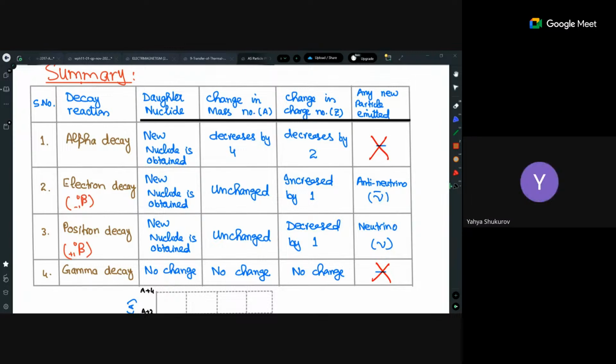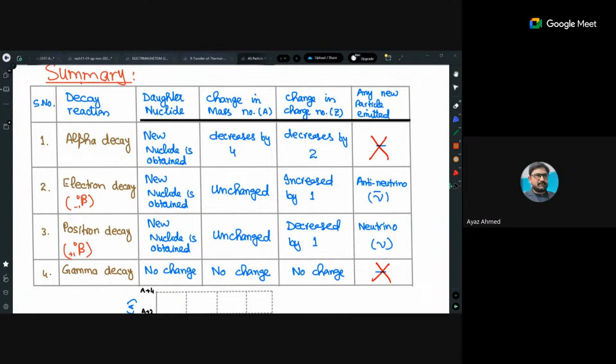Yes, but just one question about this neutrino again. What's the difference between neutrino and antineutrino? Because, for example, in electron and positron, the charge is different. What is different in these? Yes, both of them are neutral.